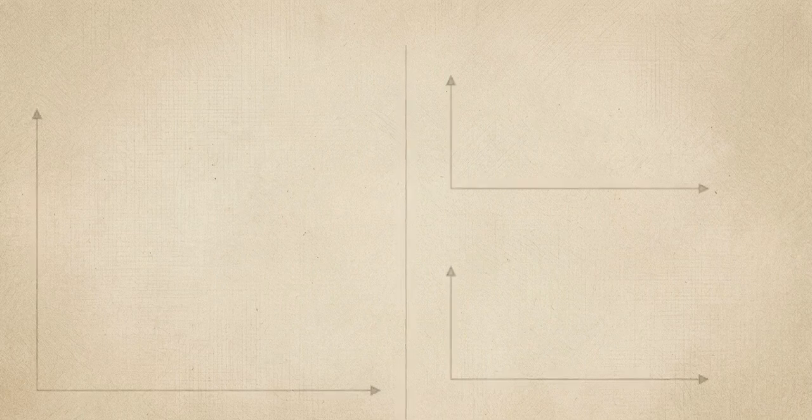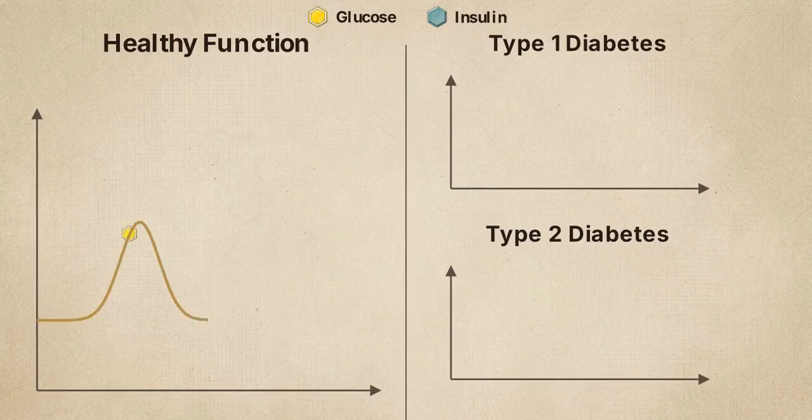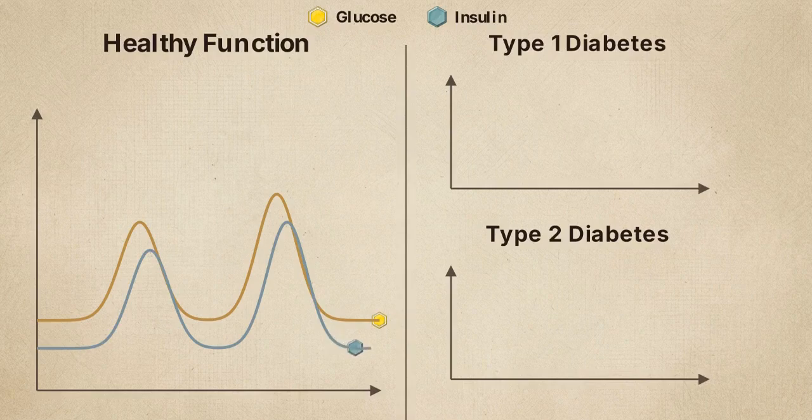This chart contrasts the healthy, dynamic response of endogenous insulin secretion on the left against pathological states on the right. In a healthy pancreas, insulin spikes precisely in response to fluctuating glucose levels, maintaining tight glycemic control. Look at the flat line in the right panel.